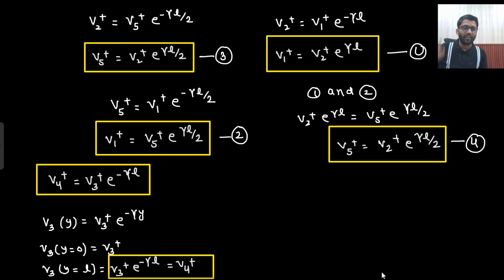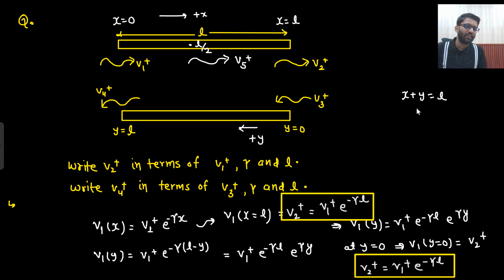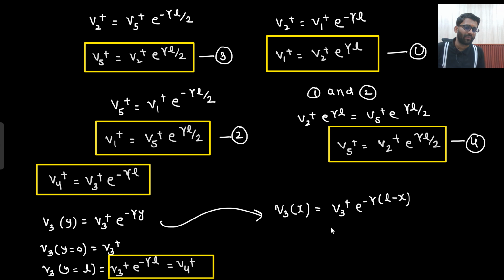Now if I need to express this equation in terms of x, how would I express it? V3(x) would be equal to V3 plus e to the power minus gamma, and in place of y what can I put? L minus x, because I know that x plus y is equal to L. So y will be L minus x. So what I am getting is V3 plus e to the power minus gamma L e to the power gamma x. So this is your V3(x) equation in terms of x.